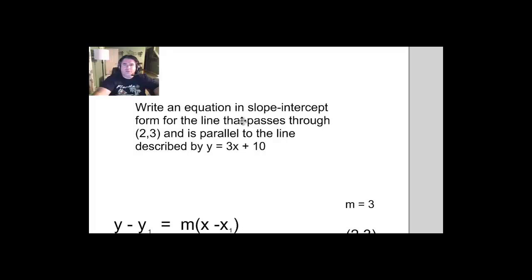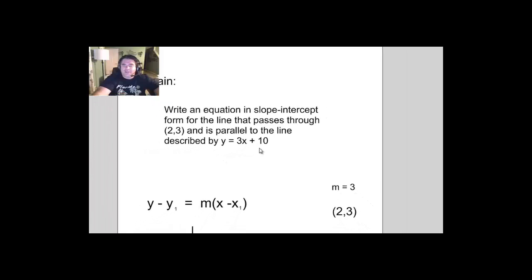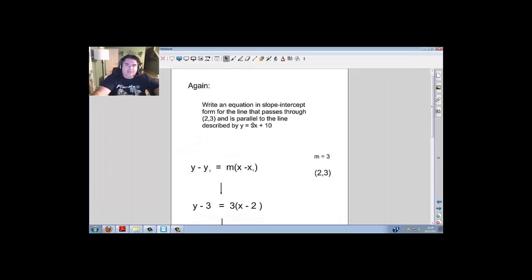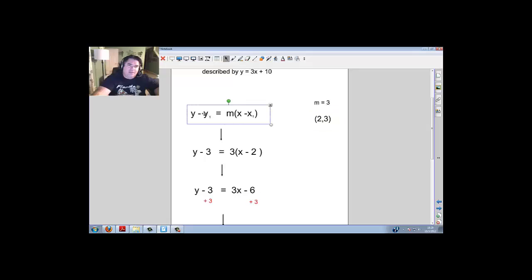Write an equation in slope-intercept form for the line that passes through 2 comma 3 and is parallel to the line described by y equals 3x plus 10. Well, okay. Again, my slope here is going to be 3, so m equals 3. And I'm going to run through 2 comma 3. So I have my original point-slope form. All I got to do is stick in my point, which is the 2 here, and the 3 here, and stick in my slope, which goes right here.